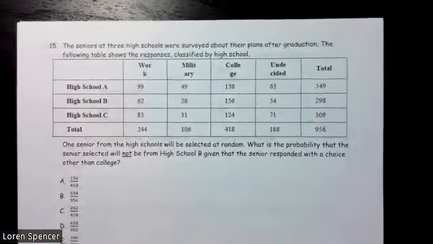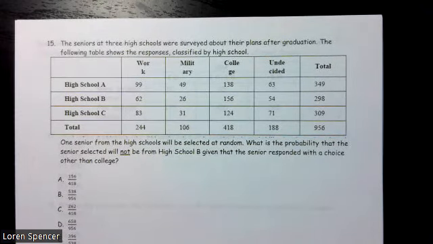The seniors at 3 high schools were surveyed about their plans after graduation. The following table shows their responses classified by high school, because apparently we got a couple of high schools. One senior from the high school will be selected at random. What is the probability that the senior will not be from high school B, given that the senior responded with a choice other than college?